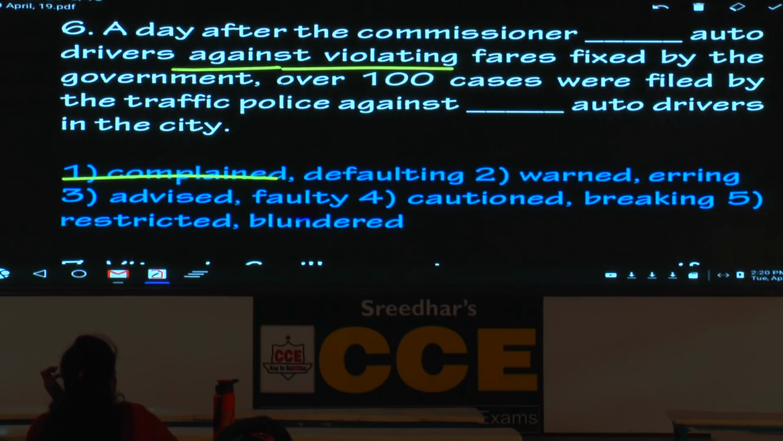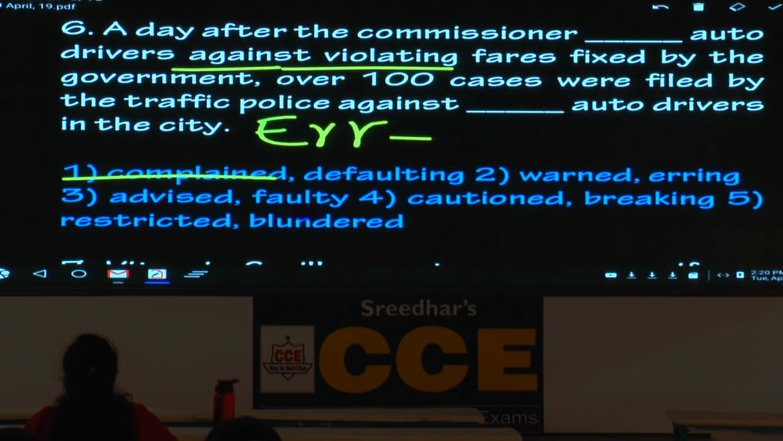Over 100 cases were filed by the traffic police against erring auto drivers in the city. Please write the meaning of that. You all must be knowing. First you write the word: E-double-R, err. To err, the R is silent, means what? To make a mistake. Write the meaning. To err means to make a mistake.